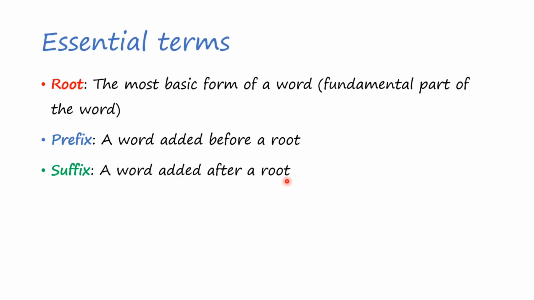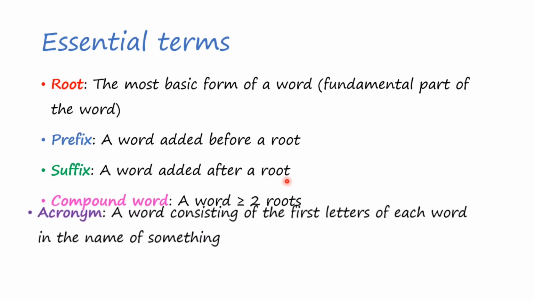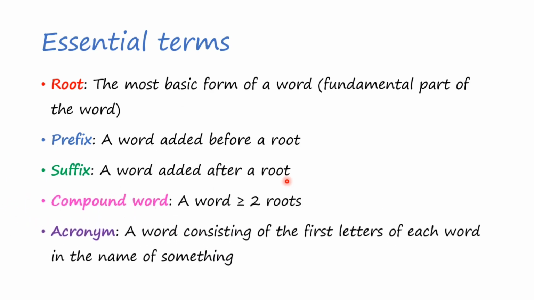If you know the root cardio, you might understand other words that have cardi in themselves. For example, pericardium, echocardiogram, and other words. Compound words are words that consist of more than two roots in themselves. In the next slide, I will give you some examples of these words. And lastly, acronym. An acronym is a word that consists of the first letter of each word in the name of something. For example, UTI, that means urinary tract infection.